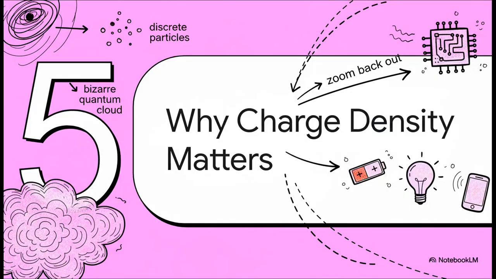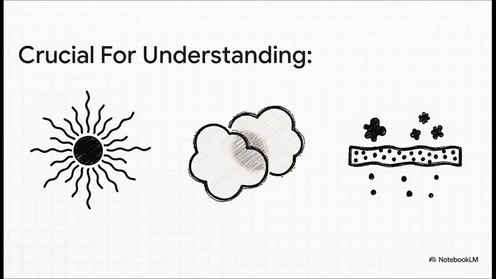Okay, let's take a breath. We've gone from a simple model to discrete particles and now to this bizarre quantum cloud. But you're probably thinking, so what? Why does any of this matter in the real world? Well, let's zoom back out and see why this is so important. See, understanding charge density at this quantum level is not just some academic exercise. It's absolutely fundamental. The way those electron probability clouds, those orbitals, overlap and interact with each other, that is literally what creates chemical bonds. It's the basis of all of chemistry.